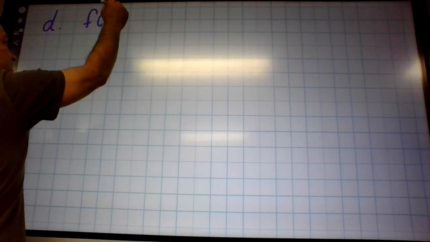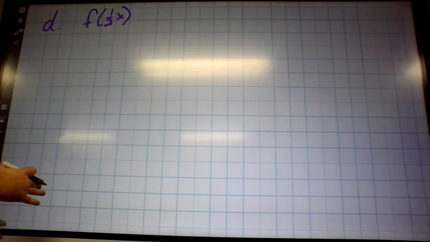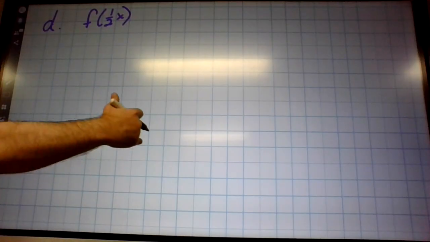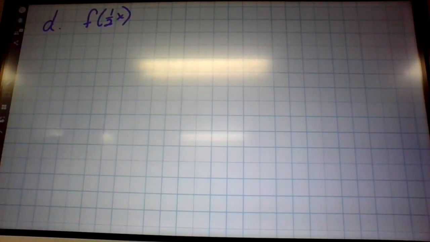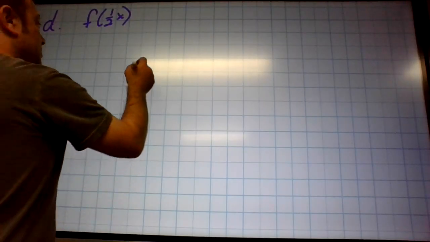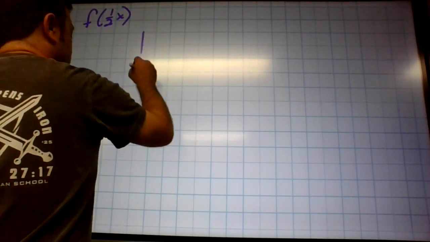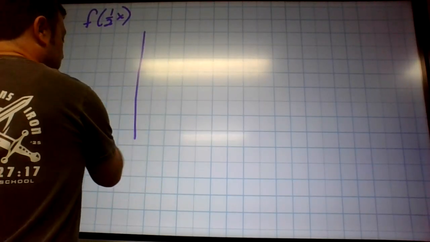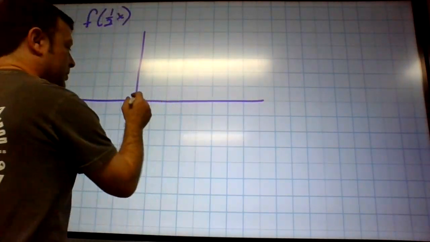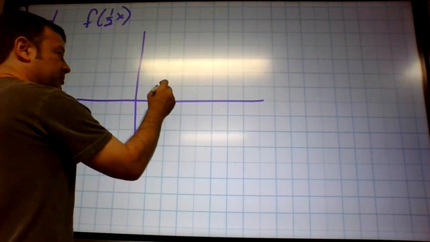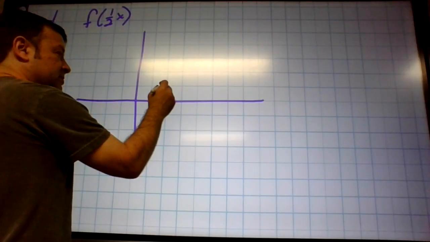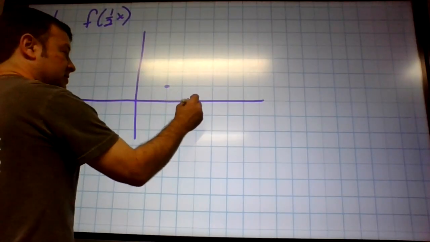So what do you guys think the 1/2 X is going to do? Everything will happen half as fast, which means it slows down, so it'll get wider. So instead of getting up to 1 by X equals 1, it won't get up to 1 until X equals 2. So it'll look more like that.